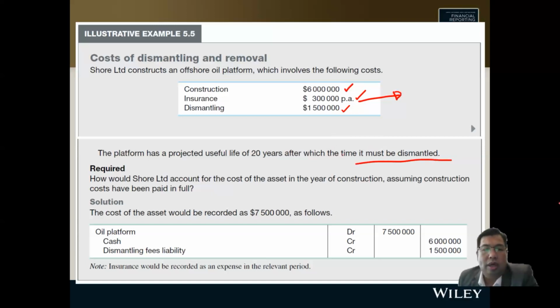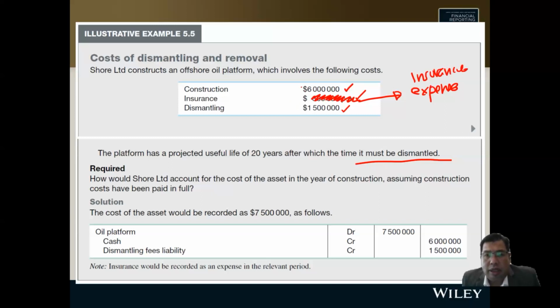So the question is, how would Shaw Limited account for the cost of the assets in the year of construction, assuming construction costs have been fully paid? Do you have any idea? We are not putting the insurance cost as our asset. This will be an expense, insurance expense. It'll go to the statement of profit or loss and other comprehensive income. This is our insurance expense.